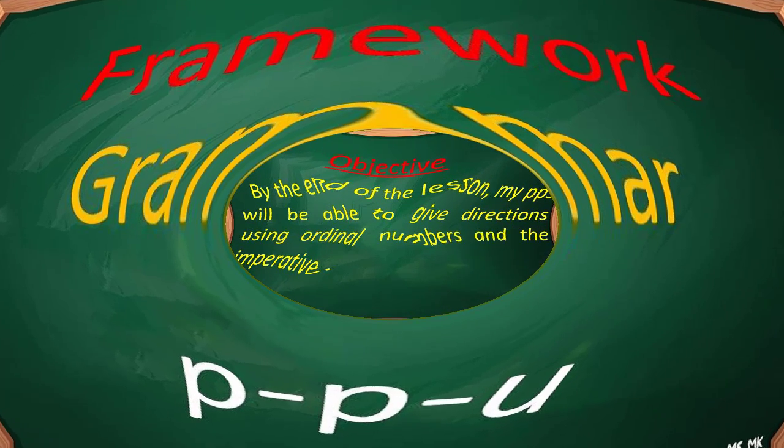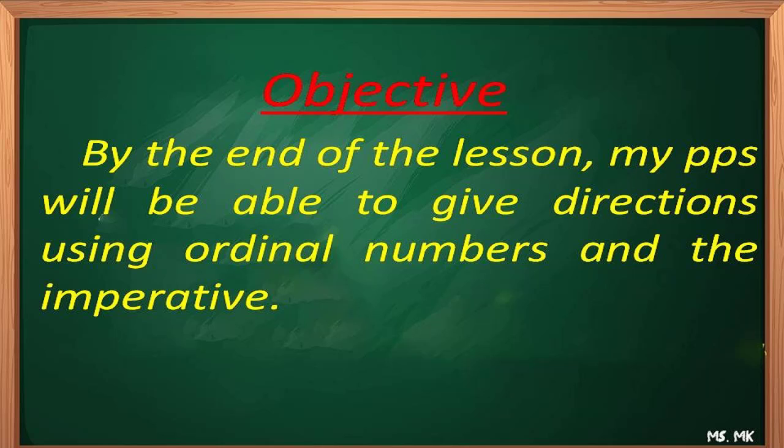The objective of my lesson: by the end of the lesson my pupils will be able to give directions using ordinal numbers and the imperative. Of course, I tried hard to make the link between these two items. I know that when you give directions you can use ordinal numbers, so here there is a common point, but I wanted to put the imperative mode in more than one context. It means that I'm going to teach my pupils how to give directions using the imperative mode, and I'm going to show them that we can use the imperative mode in other contexts, and this is very important.